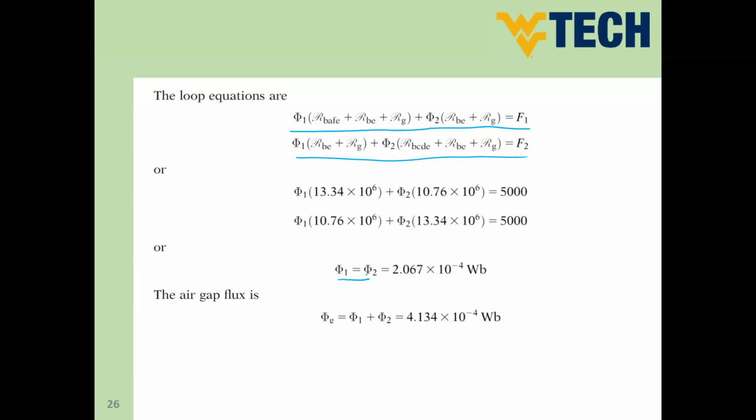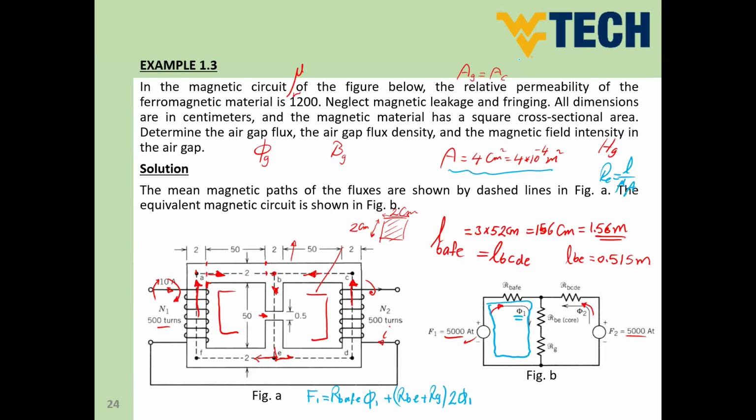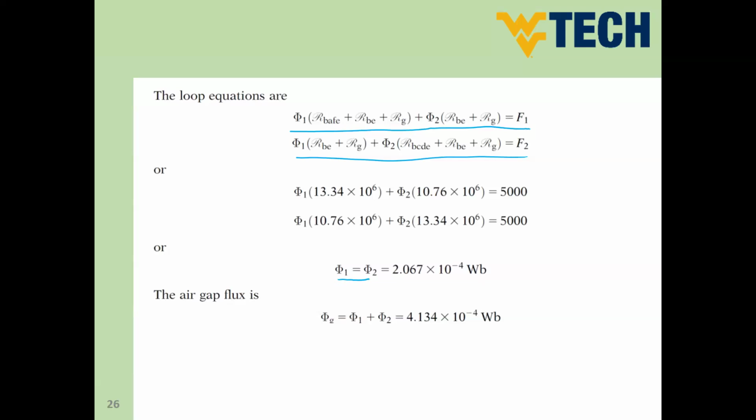So again, guys, this is the textbook solution. If we go back a few slides here, this is our solution. Both are fine and will provide the same answer. So after getting the amount of phi, again, phi in the air gap equals phi 1 plus phi 2. So this is going to be the amount of flux in the air gap.